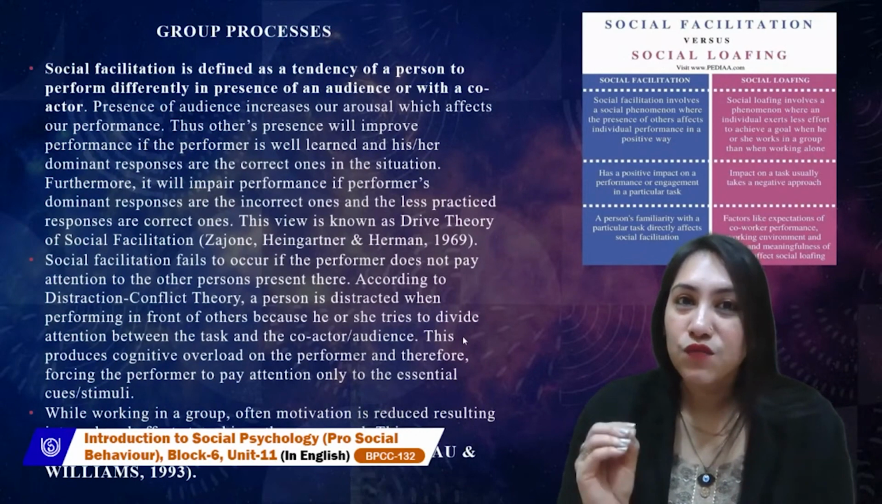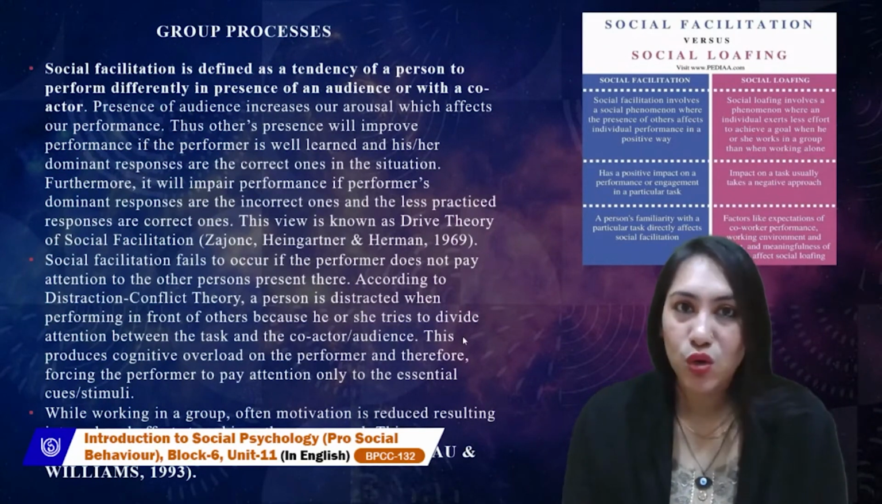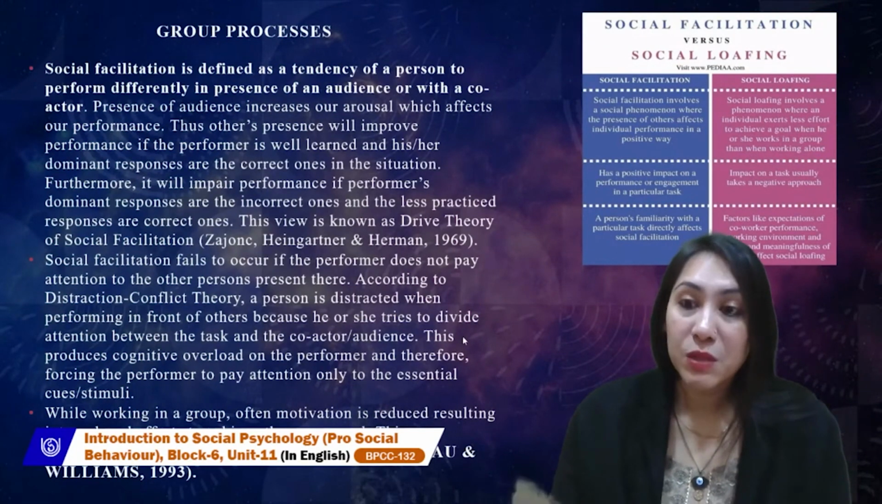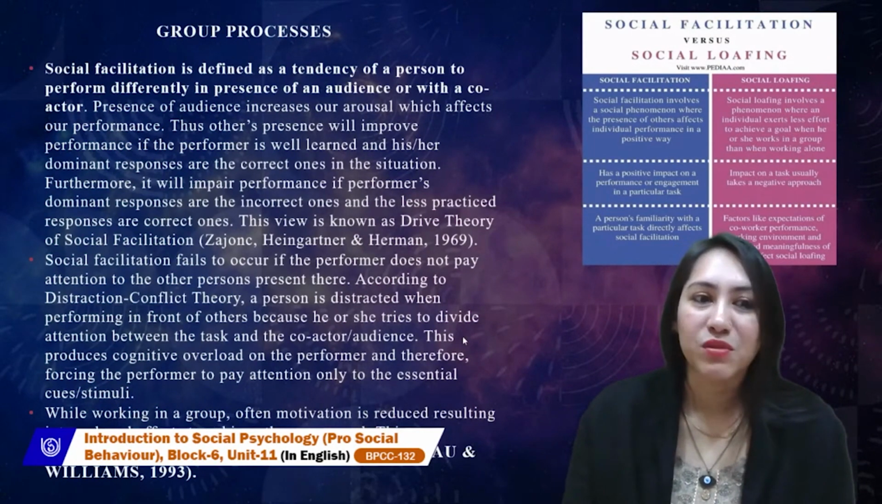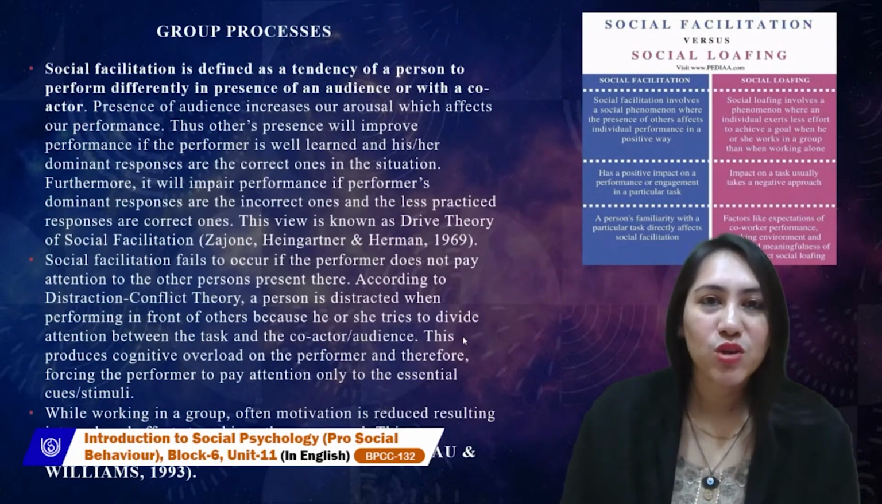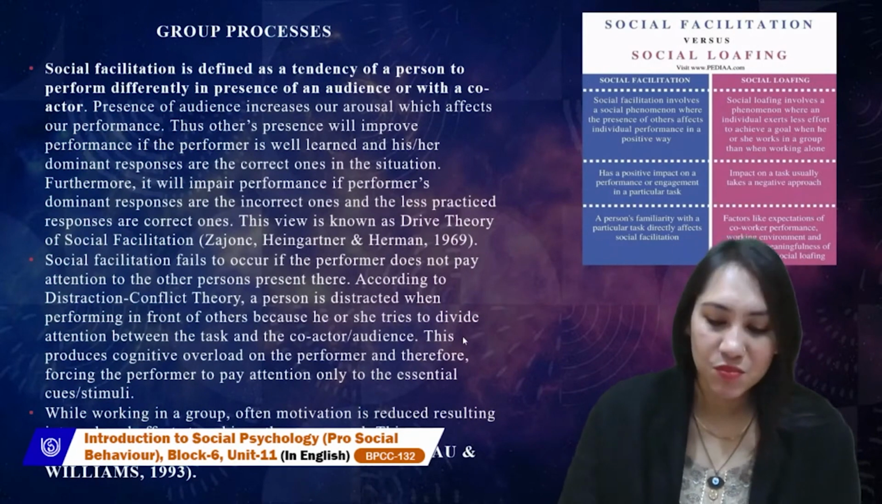So if a task is very important and it's considered very important by everybody, social loafing will not happen. If the people know that they are going to be individually evaluated, social loafing will not happen. Why would it? When everyone knows that I'll be evaluated, I need to give my best. So that's how social loafing is impacted.